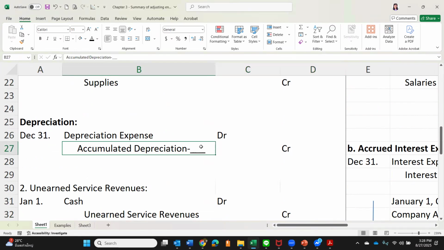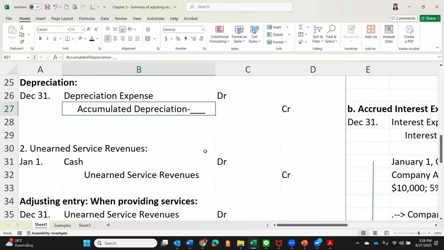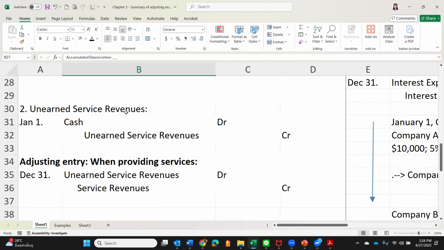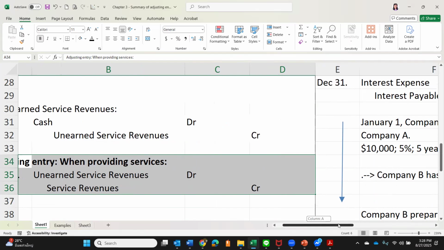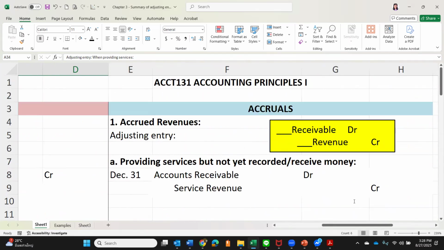The adjusting entry for depreciation will be debit depreciation expense and credit accumulated depreciation. Here in the blank you can fill in accumulated depreciation for building, equipment, or machine. How about adjusting for unearned service revenues? Remember, last time we got the money before we provided the service. Now, when we have already performed the service, we will make the adjusting entry by debit unearned service revenue and credit service revenues.